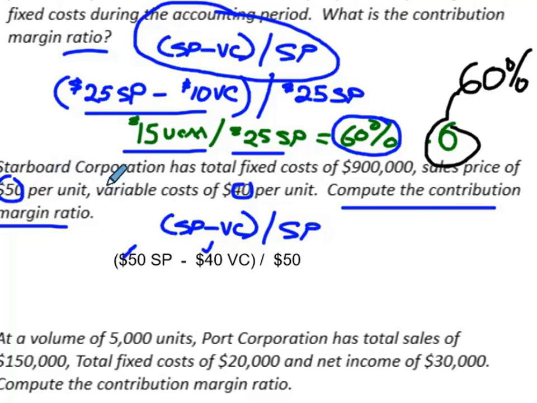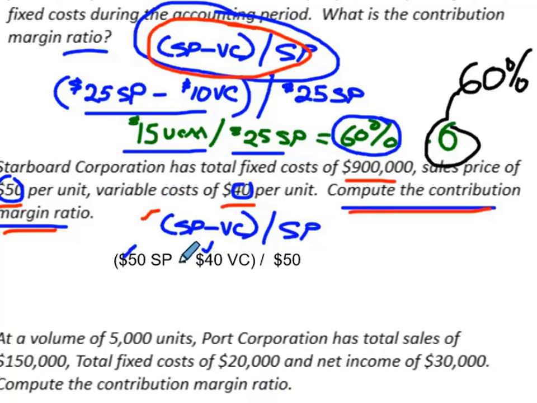And here we have a company, Starboard Corporation, that has total fixed cost of $900,000. Its sales price is $50 a unit, and the variable cost of producing and selling it is $40 a unit. So the problem wants you to compute the contribution margin ratio. So what I'm going to do is take the contribution margin ratio formula from right up here, and place it right above so I have a guide for my second problem.